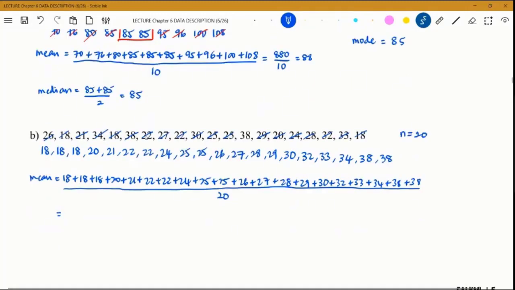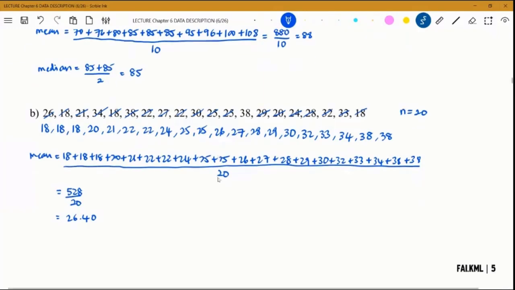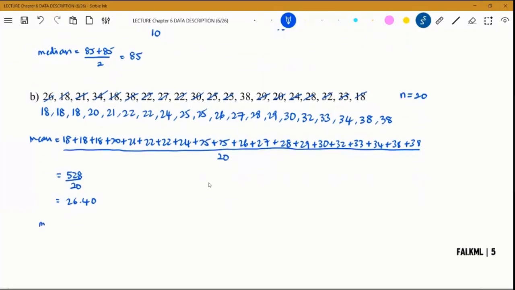Total data, which is the sum of all the data. What is it? Which is 528. 528. Good. So divide by 20. So we're going to have 26.40. Make sure we put the 4 significant figures if you can. Okay. And then the mode. So how many repeated numbers do we have? As you can see we have 18 three times. Are there any others? There aren't, right? So your mode will be 18.